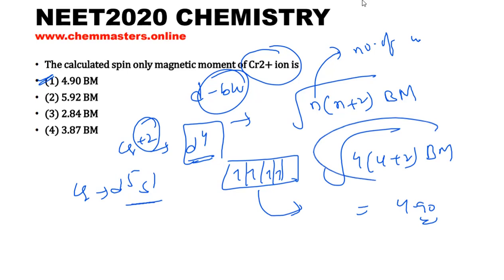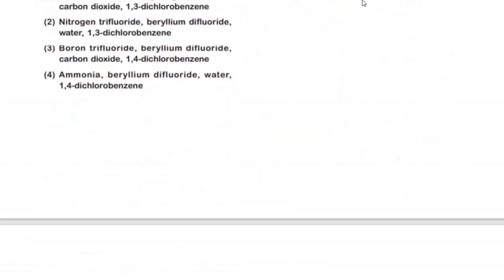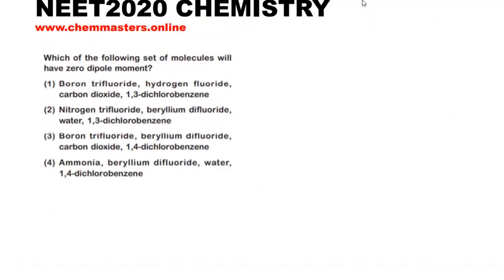Okay, so just remember this formula, then you can calculate spin only magnetic moments. Next question. Which of the following set of molecules will have zero dipole moment? So here we need to know the structures of the given molecules. If we know the structures of them, we can give the answer quickly.